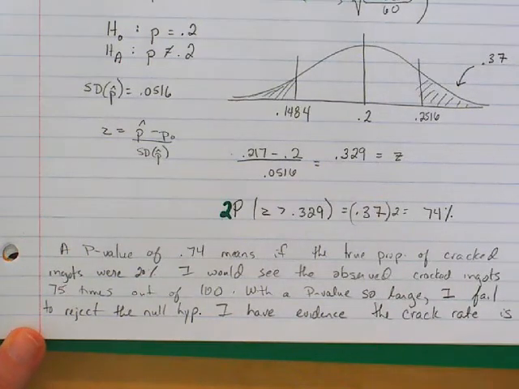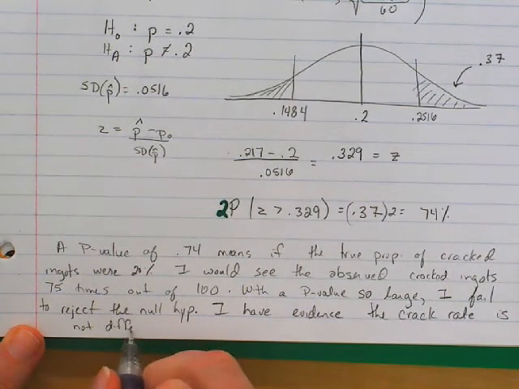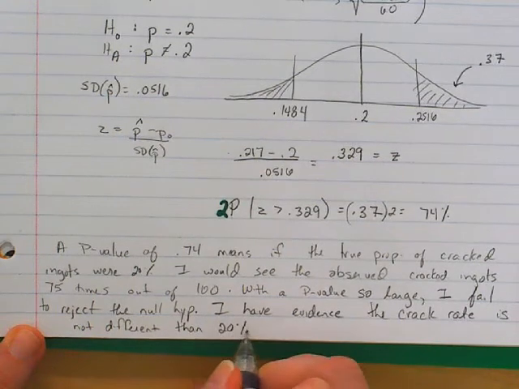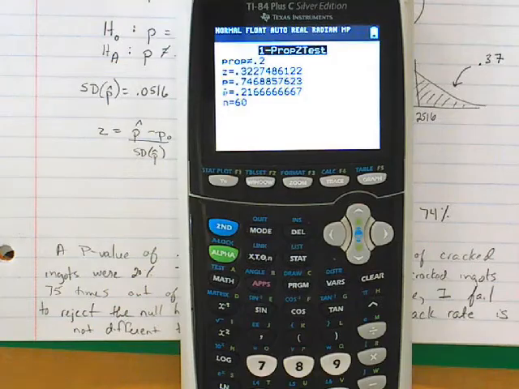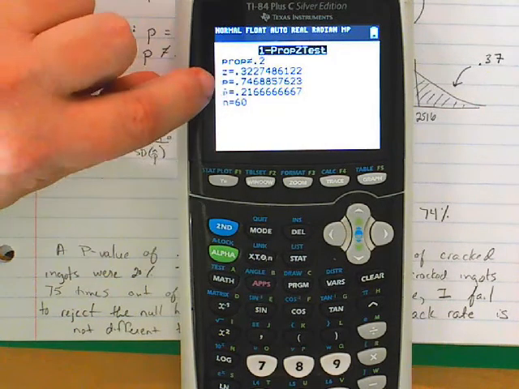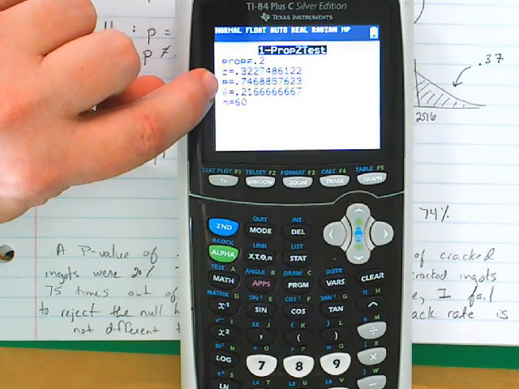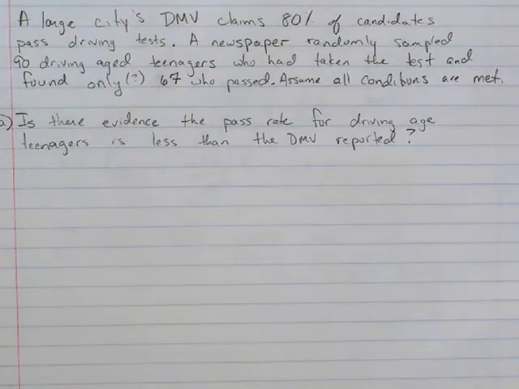The crack rate is, now this is going to bug you, but go with it, not different than 20%. How's that for squishy language? And just in case you wanted to check it with your calculator, there's my p-value, 0.7468856.